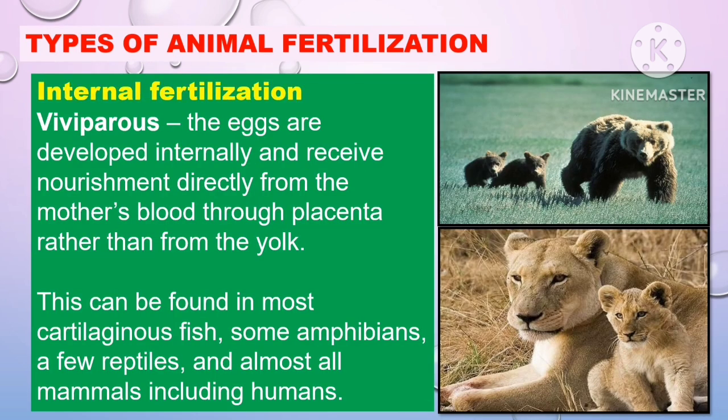Another type of internal fertilization is the viviparous. It is where the eggs are developed internally and receive nourishment directly from the mother's blood through the placenta rather than from the yolk. This can be found in most cartilaginous fish, some amphibians, a few reptiles, and almost all mammals including humans.